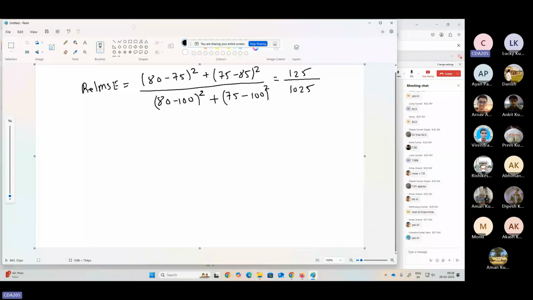So we will use a calculator. Calculator से करेंगे तो इसे कितनी value आएगी? That is 0.1219. Everyone is getting this? Please check. It is coming or not?